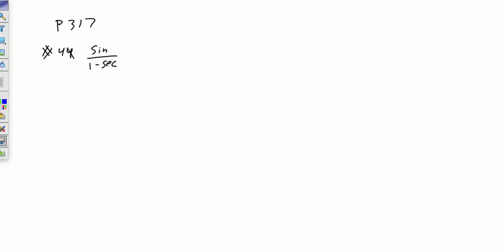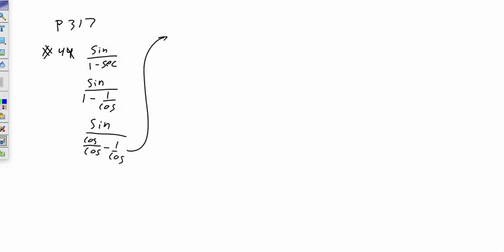We can deal with the denominator as it is, or we can go to sines and cosines. I'm going to go to sines and cosines for this one. So it becomes sine over 1 minus 1 over cosine. Get a common denominator: sine over cosine minus 1 over cosine. Come back up here, sine over cosine minus 1 over cosine. Get rid of the compound fraction, and you get sine cosine over cosine minus 1.